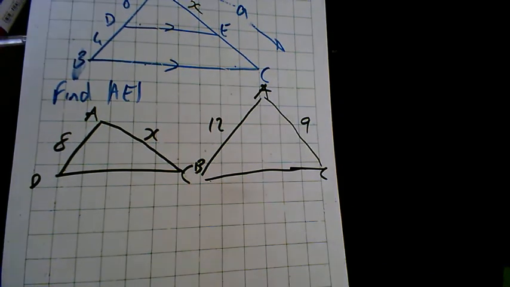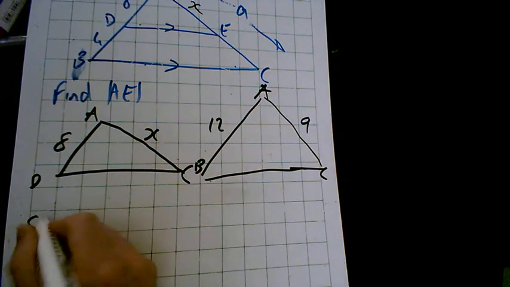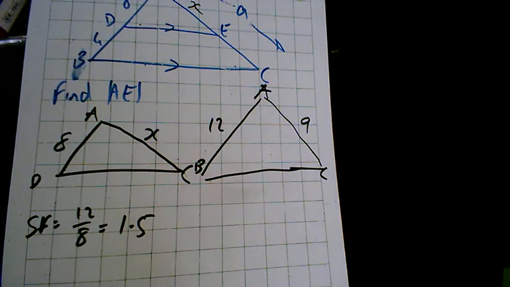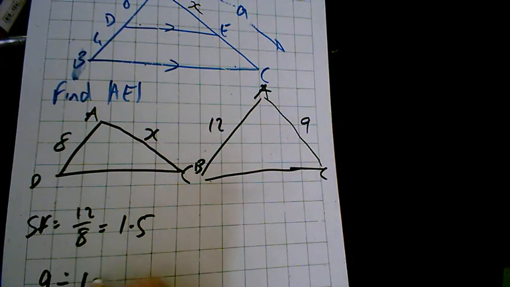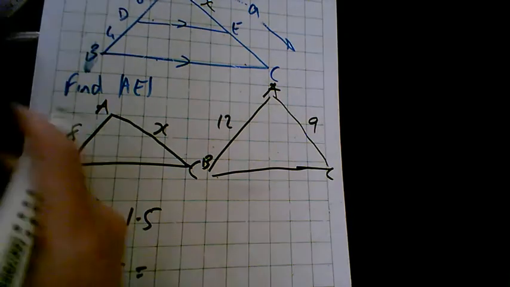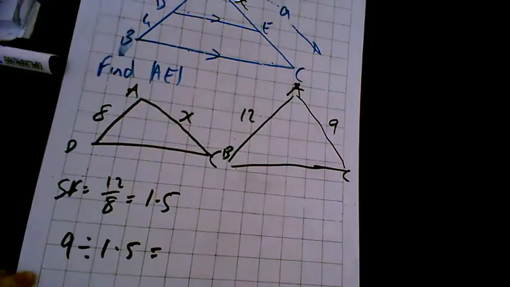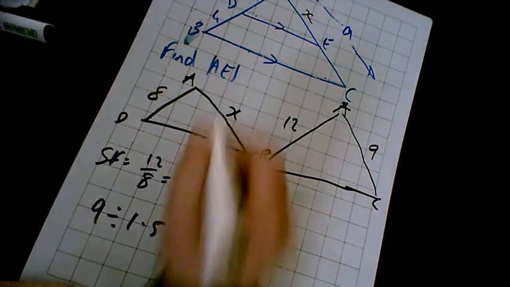And now we just have two similar triangles, and I know that the ratio of this triangle is the scale factor, where the ratio is 12 divided by 8, which is 1.5, and I know this is smaller than this, so 9 divided by 1.5 is equal to 6. So that side there is 6.